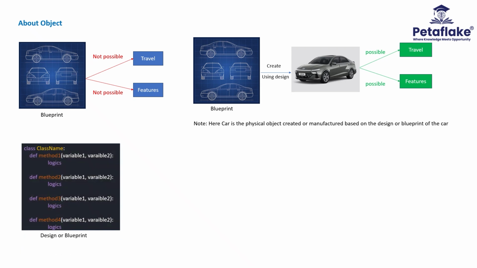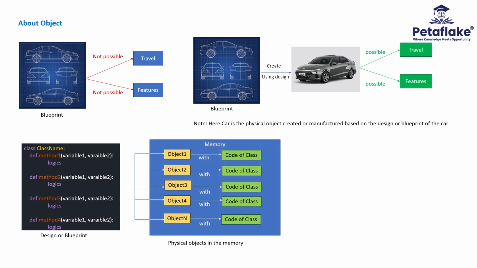To use the features, the code of the class should be stored in the computer memory. To get some storage allocated for storing the class code in the memory, an object must be created for the specific class. When the object is created for a specific class, the code of the class will be stored in the memory and some memory is allocated for the execution of the logic developed in the class.